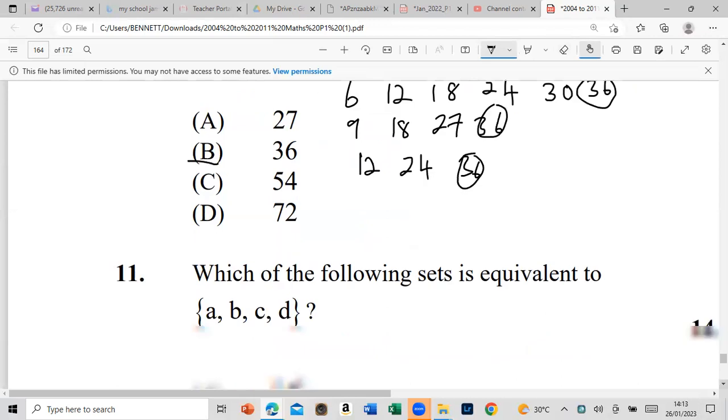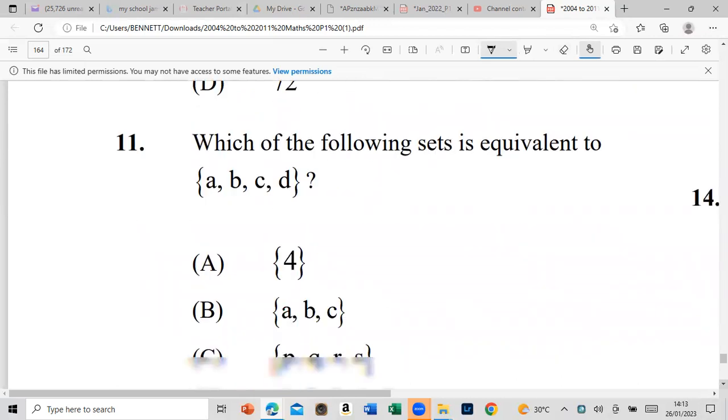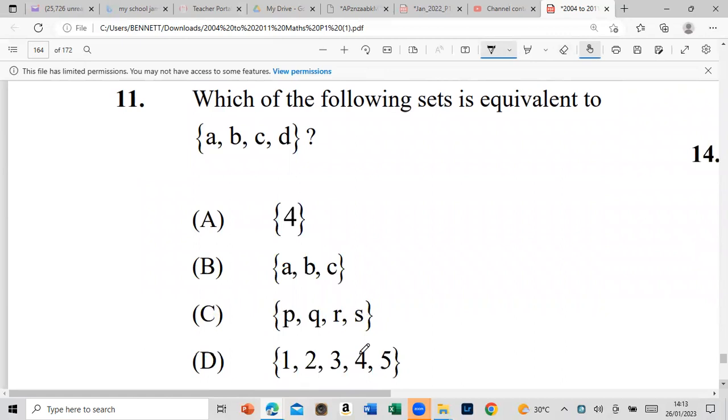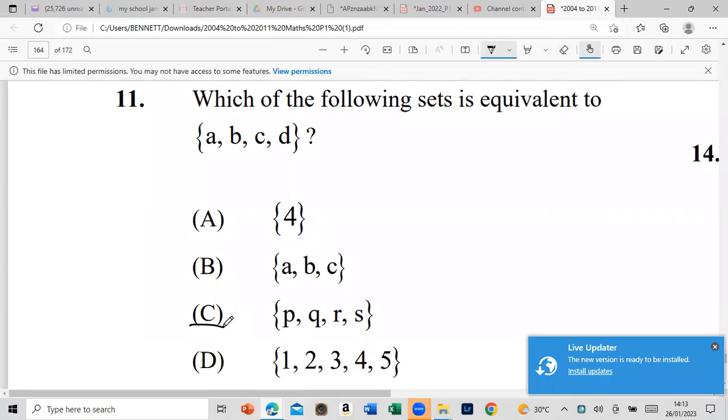Number 11 says, which of the following sets is equivalent to A, B, C, D, and that would be P, Q, R, S. Right? Because both of them are 4 elements, so they are equivalent. Alright, so we're at 11. Let's move on to number 12.